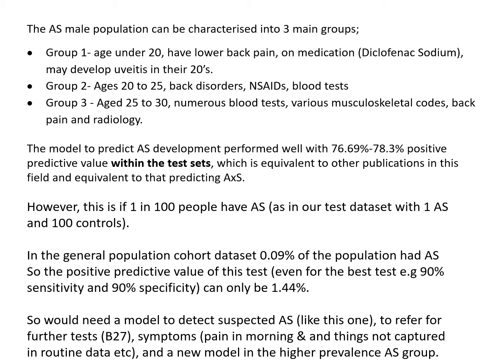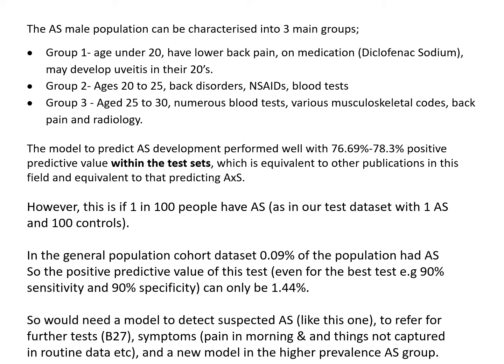If we applied this to a general population, only about 0.09% of the population in the GP data we had ankylosing spondylitis. So the positive predictive value of this test, even for the best test we could have made, would only ever be about 1.4% because it's so rare in the GP dataset. So what we actually need to do is develop a model to detect suspected AS, like this one.